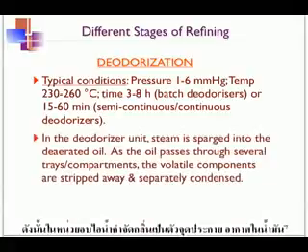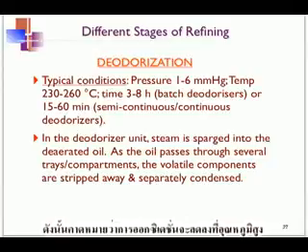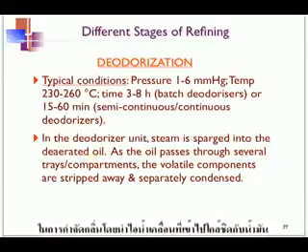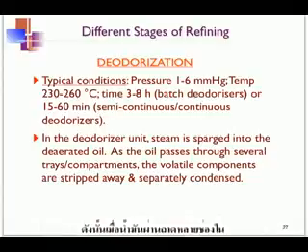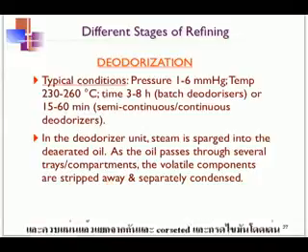So in the deodorizer unit, steam is sparged into the deaerated oil. The oil is deaerated to remove the air, so that it will reduce the oxidation, especially at the high temperature in the deodorizer. And the steam will come into intimate contact with the oil. So as the oil passes through several trays or compartments in the deodorizer, the volatile components are stripped away by the steam, and then separately condensed and collected as the fatty acid distillate.